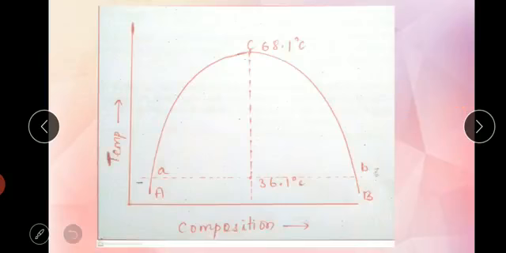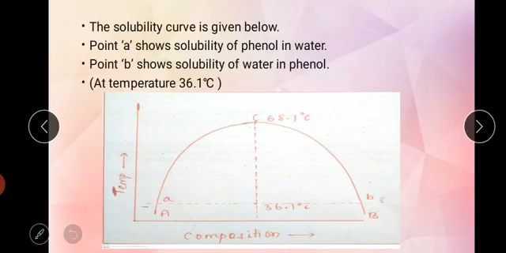Alright, so let's move forward and here we are having the phase diagram. So this is the phase diagram for the phenol and water system. Okay, it is super duper easy, so don't miss this topic and don't skip this topic especially for your examinations. Okay, so this is basically a solubility curve where this point A is showing the solubility of phenol in water and this point B is showing the solubility of water in phenol.